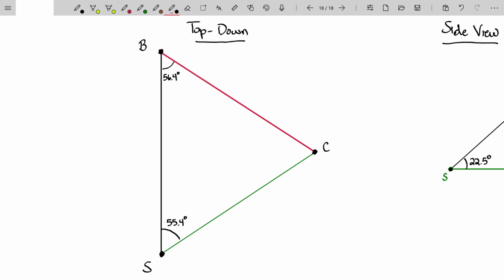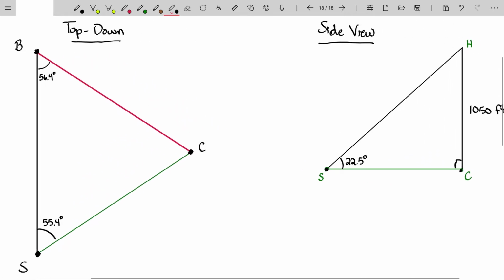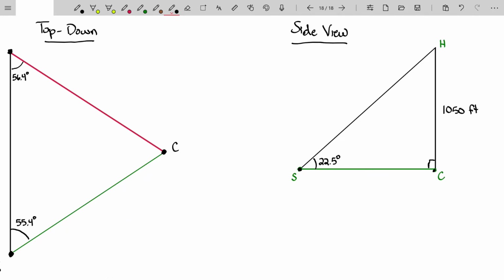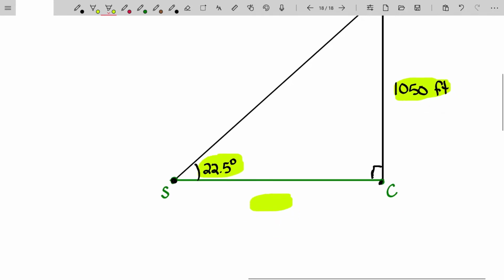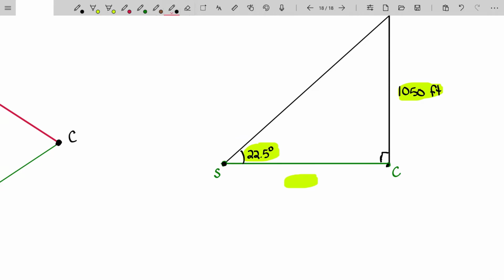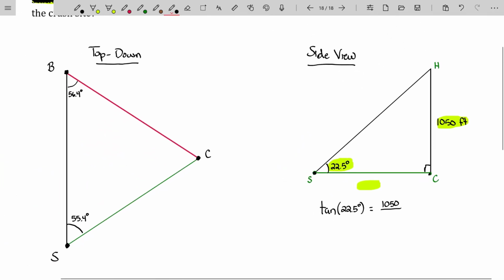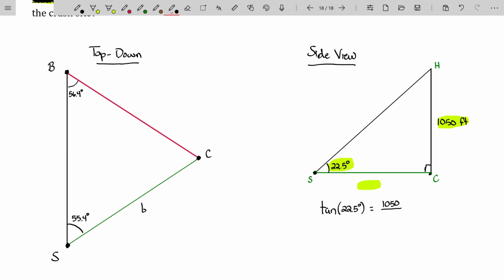And unfortunately, we don't have one, but I have a link to one of the side lengths over here. I could find that green side length by asking the question, what trig function relates this angle to this side and this unknown side? And that trig function is tangent. So notice I'm going into my right triangle trigonometry. I know the tangent of 22.5, because I have a right triangle, I can use right triangle trig. Tangent of 22.5 is 1050 divided by that side length, which I'm going to call side length B because it's opposite angle B over there.